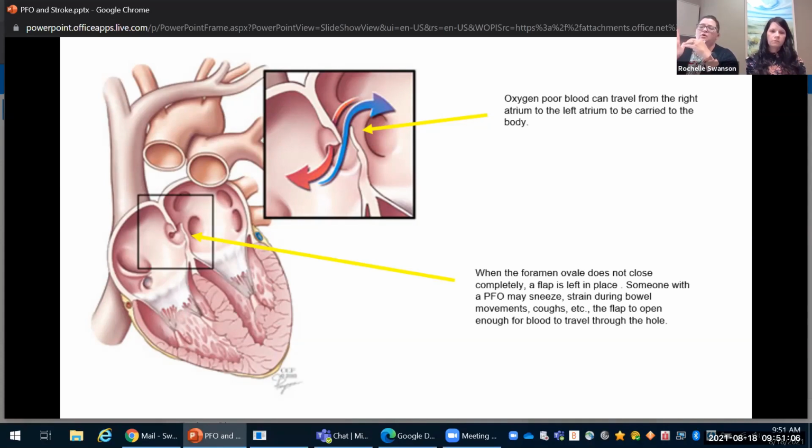Generally, pressure will hold it against it so that blood doesn't travel. But in those instances where we strain, we sneeze, things like that, that flap can open just enough for blood to be able to travel through that hole.